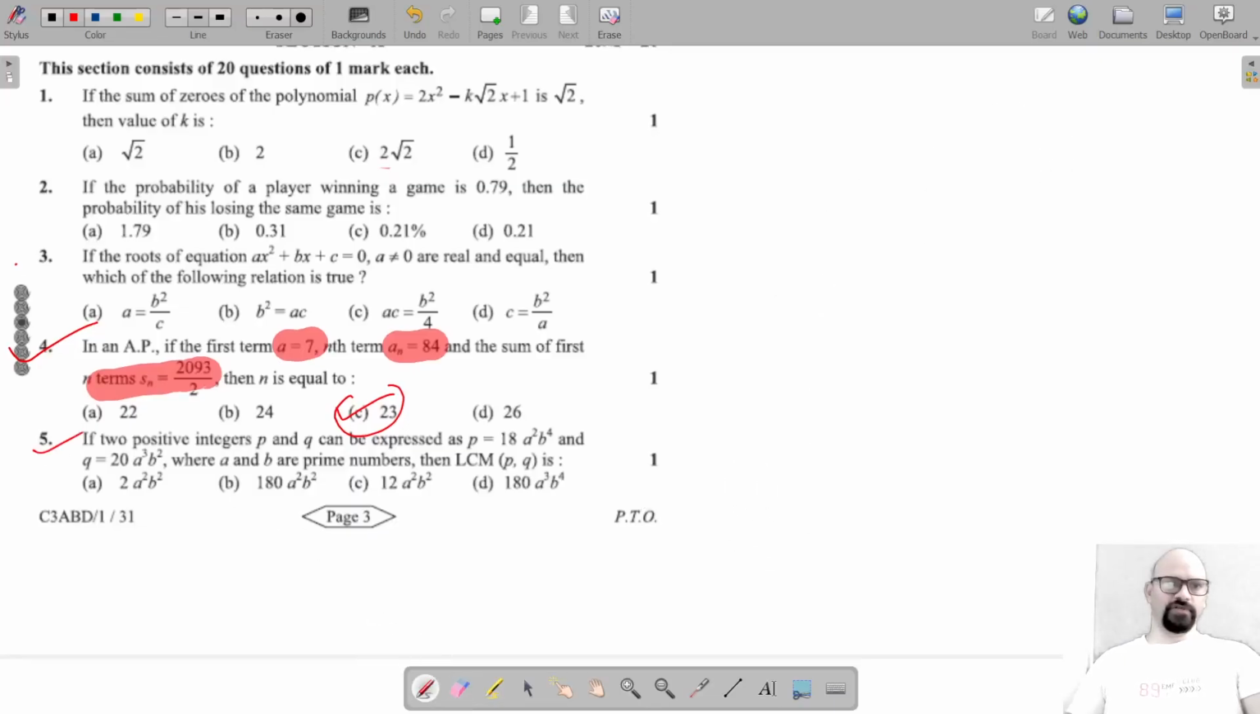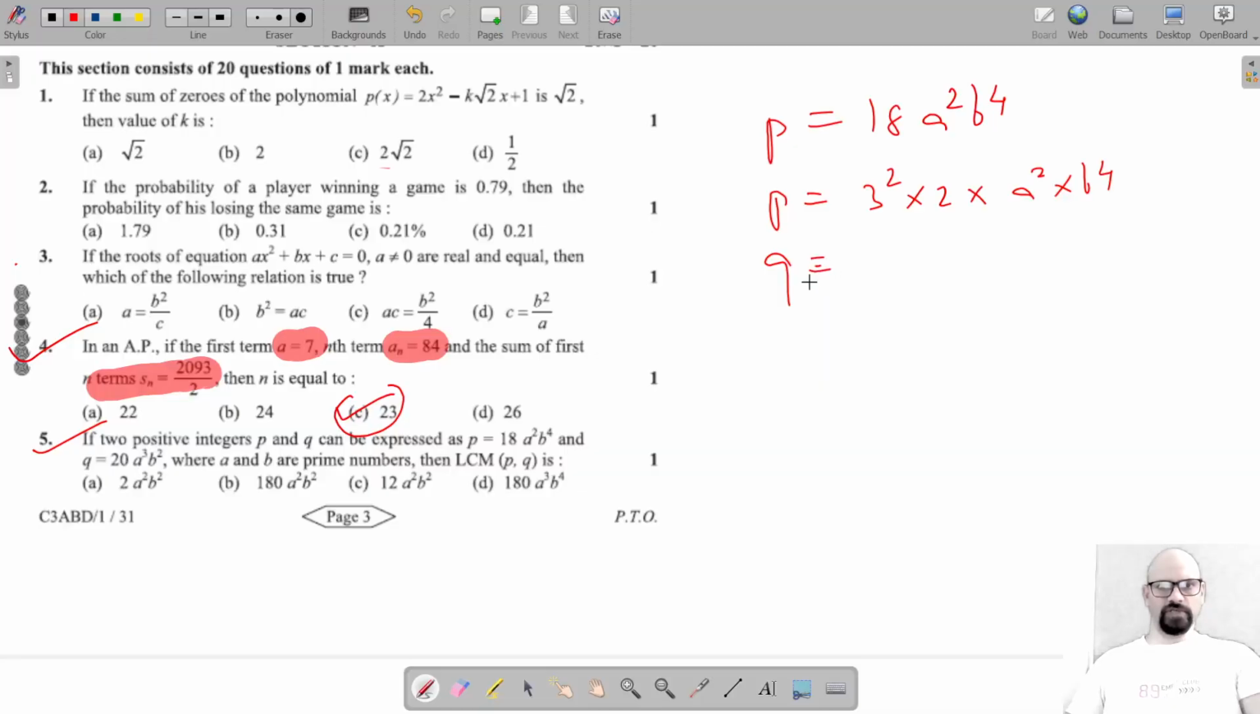And for the fifth one, it's given that p and q are two positive integers. So p is equal to 18 a squared b raised to the power 4. So p can be written as 3 squared into 2 into a squared into b raised to the power 4. And q is equal to 20 a cubed b squared. So 20 is 4 into 5, which is 2 squared into 5 into a cubed into b squared.